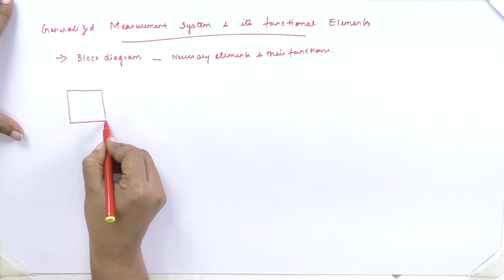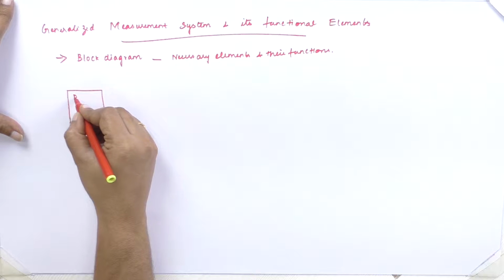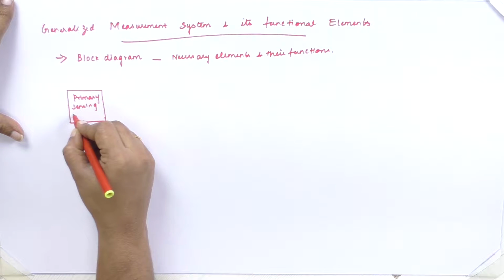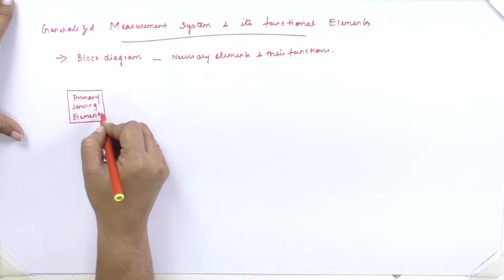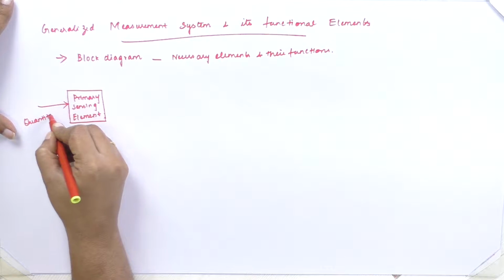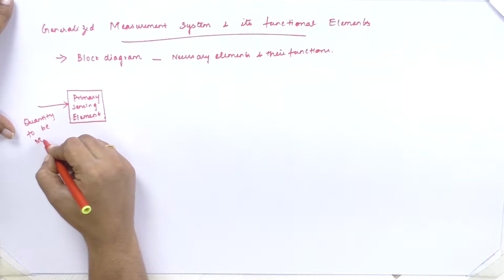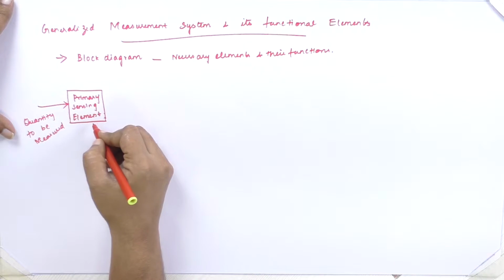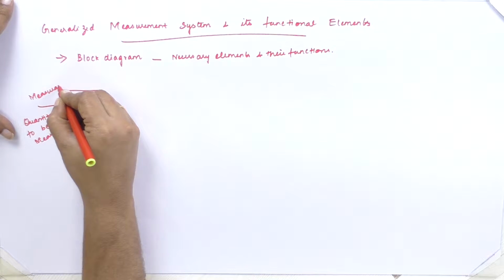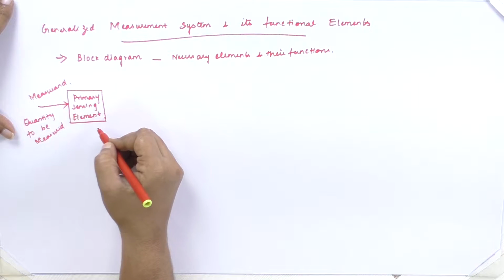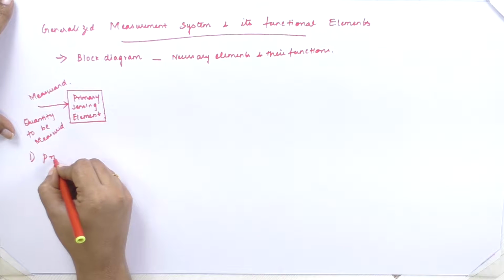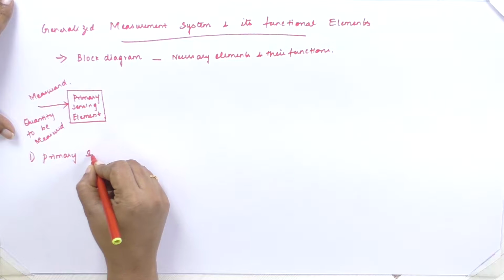In the block diagram, the first element will be the primary sensing element. We have to measure a quantity. The quantity to be measured will be given to the primary sensing element first, or we can say that the measurand, the unknown quantity which is to be measured, will be given to this primary sensing element. So, what is the primary sensing element and its function?